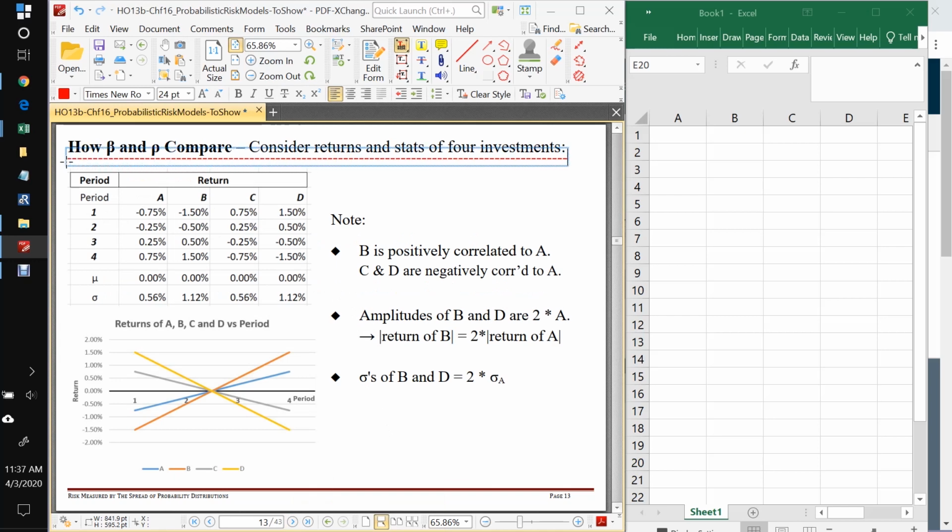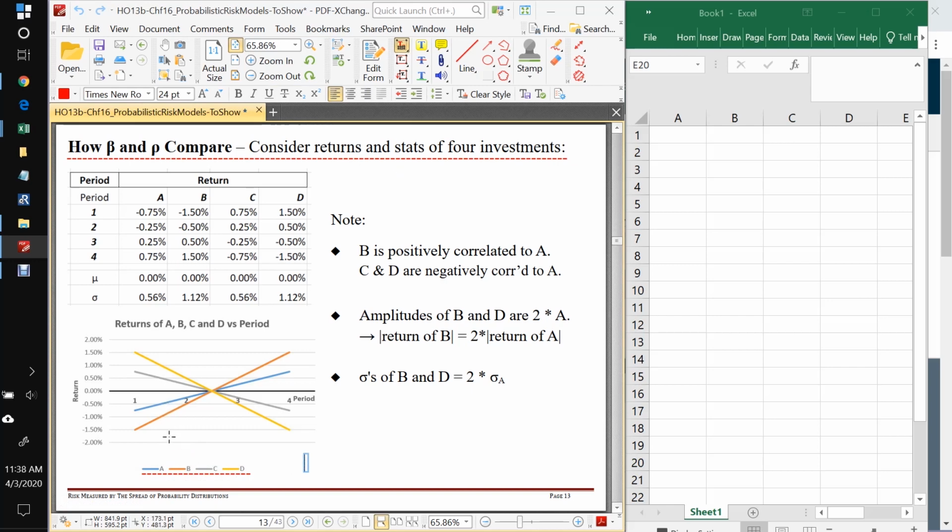Okay, so now let's look at how beta and rho compare. Remember we said they were similar but not exactly the same. Rho is a measure of correlation that does not include amplitude effects, and beta is a measure of correlation that does include amplitude effects. So I think I can illustrate this for you very easily by showing you the returns of asset A, B, C, D on this graph.